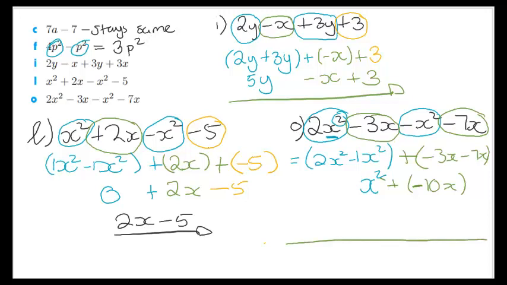On a number line, we've got minus 3 and we're going to jump 10 jumps. 1, 2, 3, 4, 5, 6, 7, 8, 9, 10. So minus 3, minus 4, minus 6, minus 8, minus 10. Oh, I jumped too many.